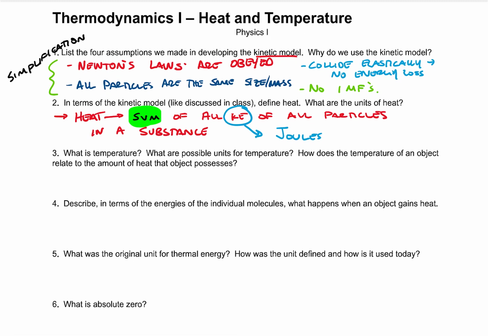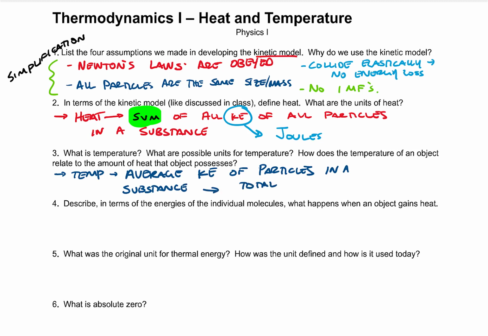Temperature is different. Temperature has to do with the average kinetic energy of the particles in a substance. So it's the total heat energy, the total heat that an object possesses, divided by number of particles in that object.